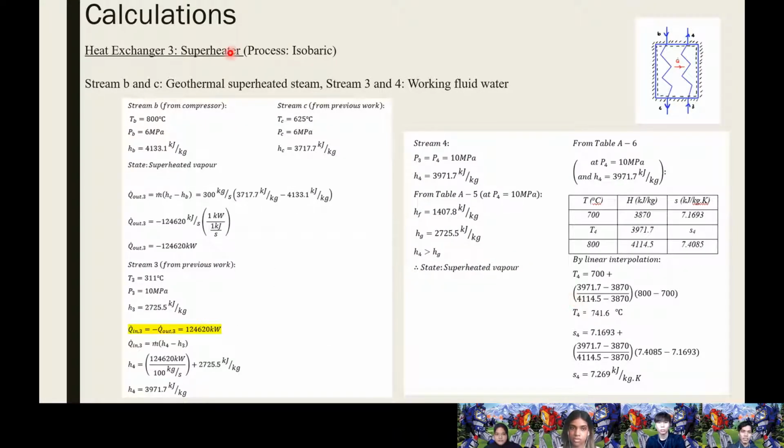And also the same procedure is used for the superheater. We found that the Q out by the geothermal superheated steam is 124620 kilowatt. And from there, we use the energy balance equation to find H4 equals 3971.7 kilojoule per kilogram. And then we do some analysis for stream 4. We found that it is superheated vapor state, and from table A6, we do linear interpolation to find T4 and S4. So T4 is 741.6 degrees Celsius, and entropy for stream 4 is 7.269 kilojoule per kilogram Kelvin.